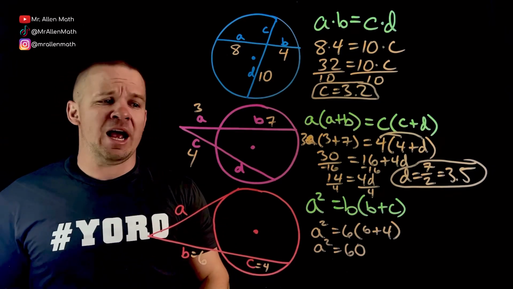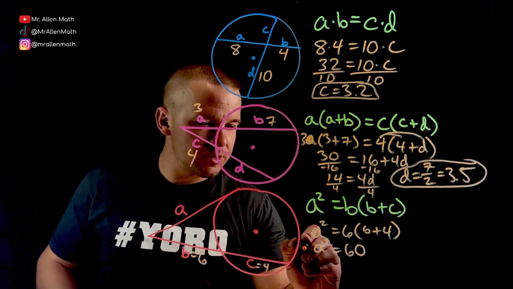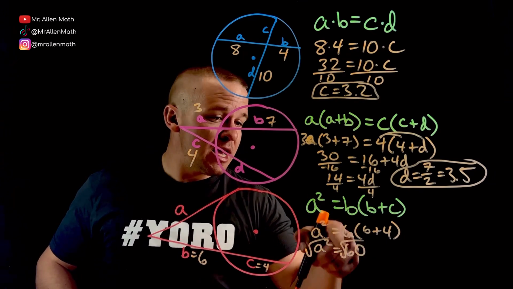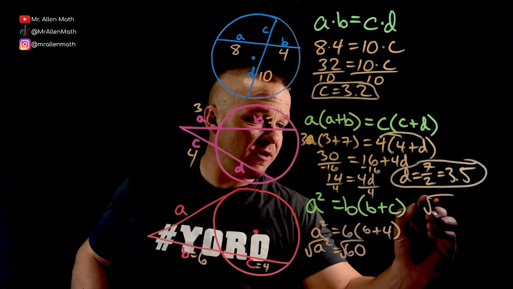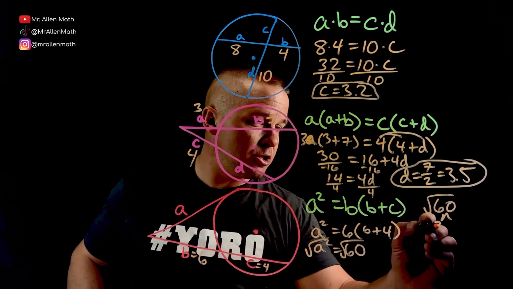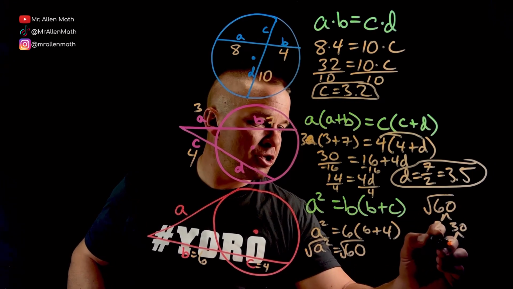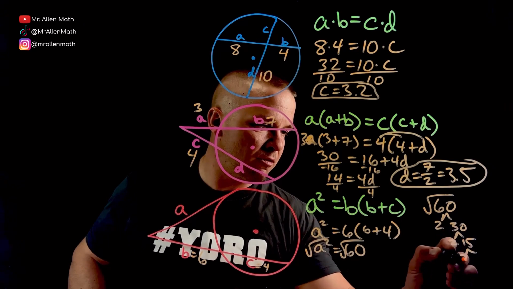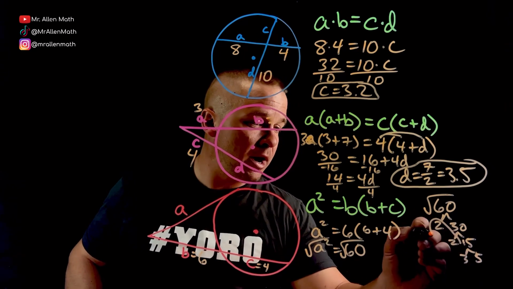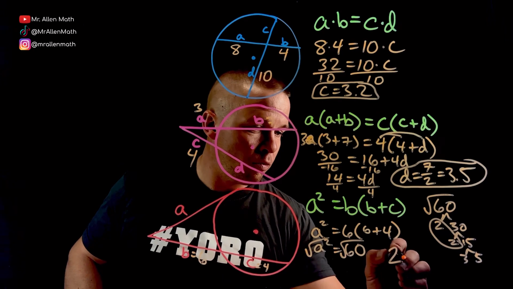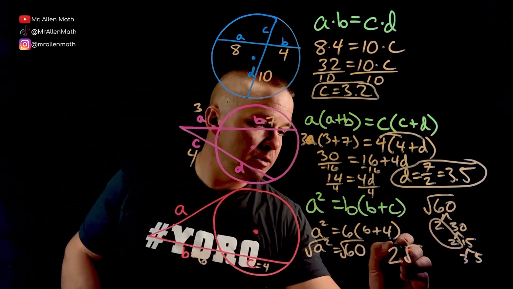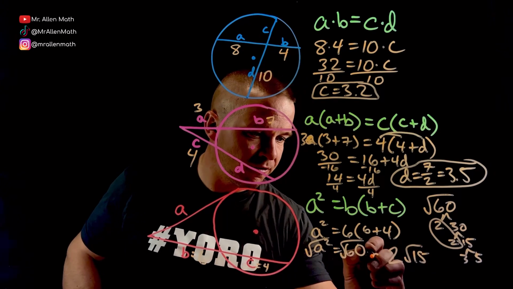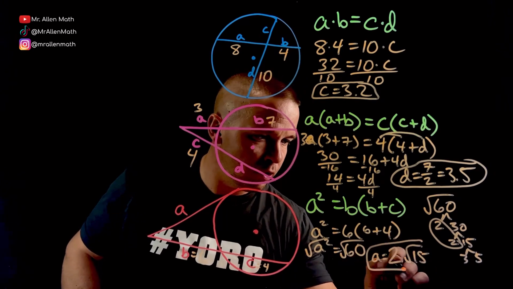How am I going to solve for A? Square roots. I'm going to take the square root of both sides. Now, that 60, we need to break that down. Generally speaking, they're going to want you to simplify that radical. So we break it down to 2 and 30, then 2 and 15, and that's going to be 3 and 5. I'm going to circle my pairs. I'll get 2 root, and then the 3 and the 5 get multiplied back together to become 15. So A equals 2 root 15. Look at that.